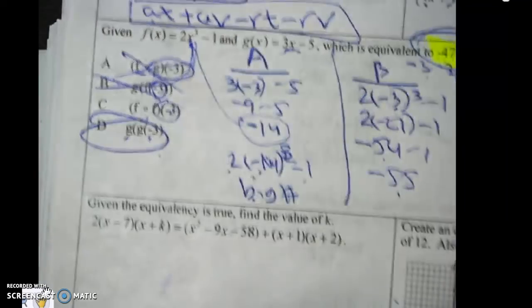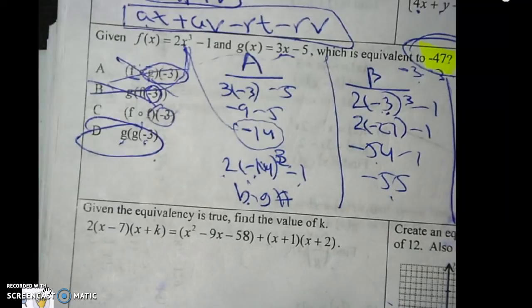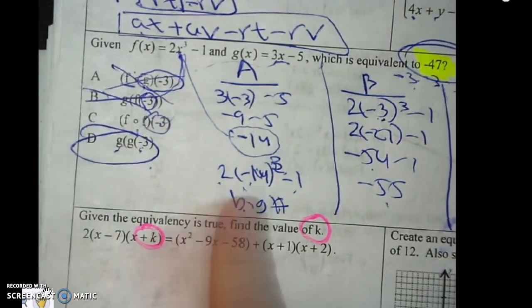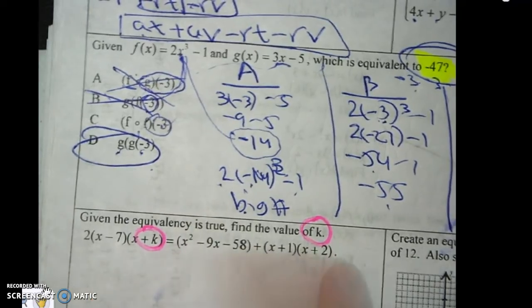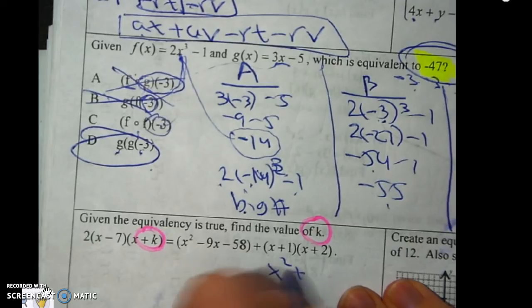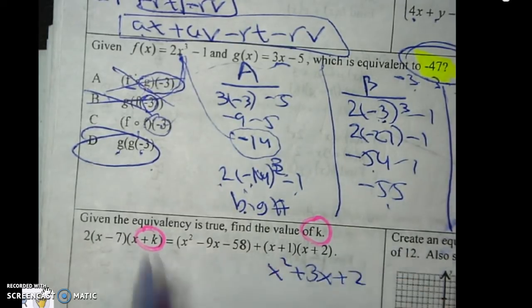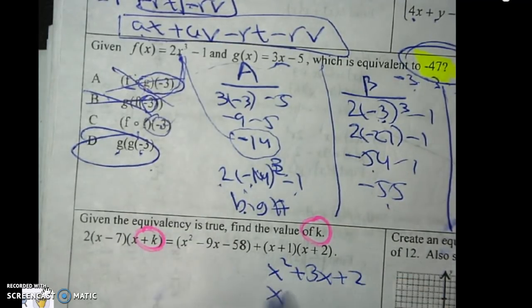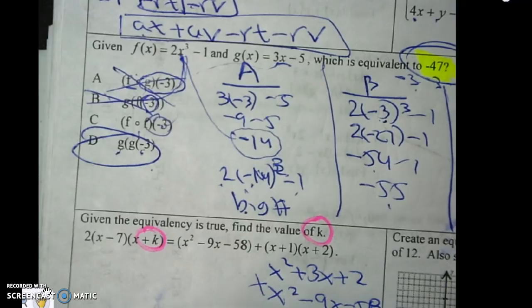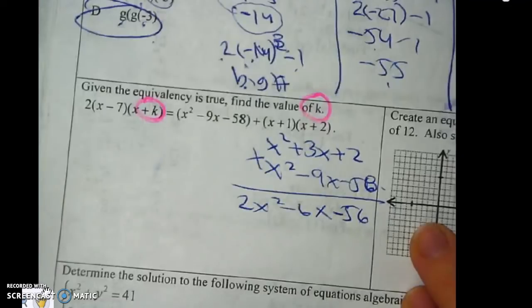When I go to the next one, it looks like what they want me to do is find the value of K. Since K is over there, I'm not even going to deal with it. I'm going to deal with what I can handle, which is the right side. When I box this out, I get x squared plus 3x plus 2. Underneath that, I'm going to add x squared minus 9x minus 58. Add them up: 2x squared minus 6x minus 56.